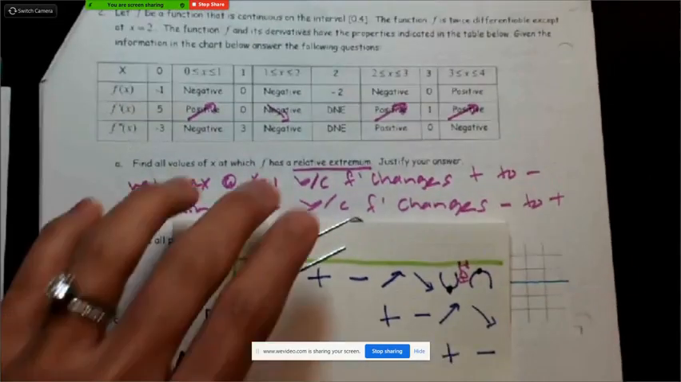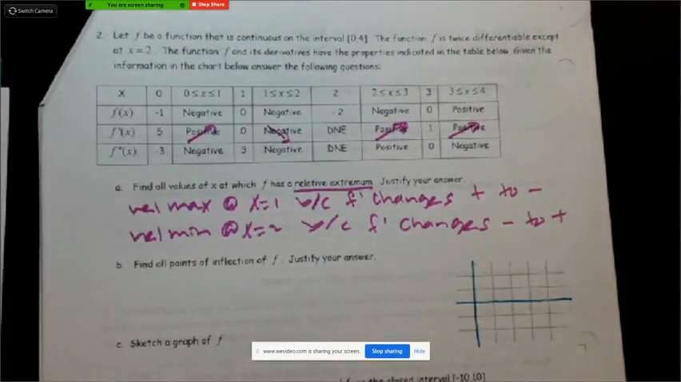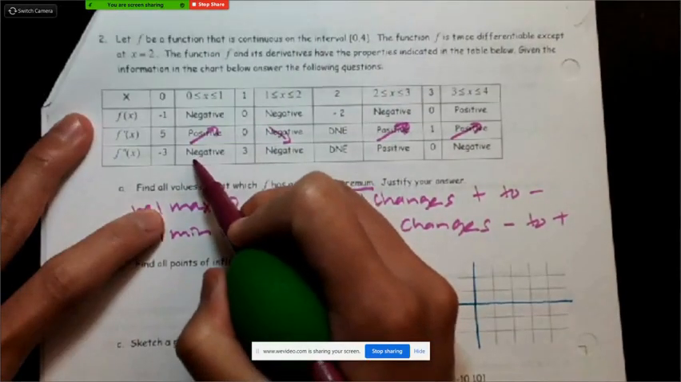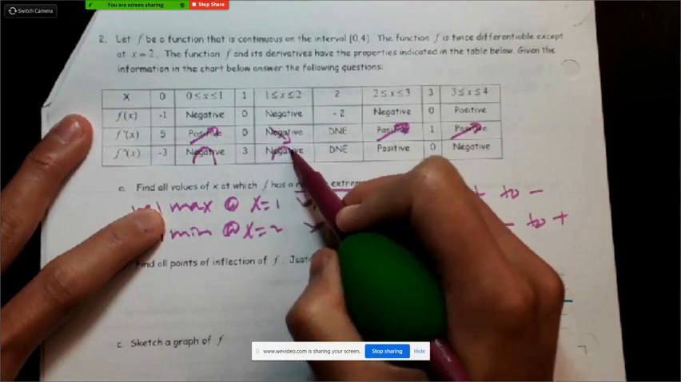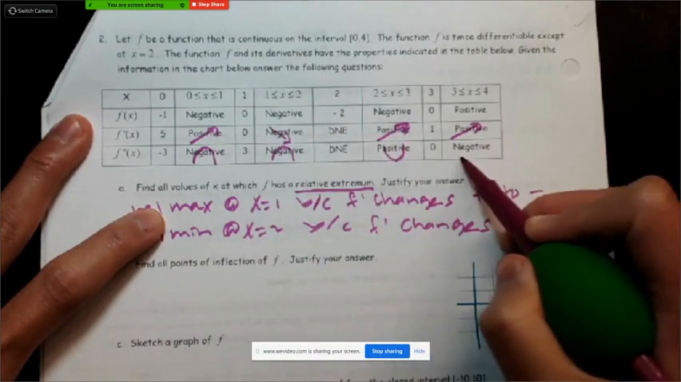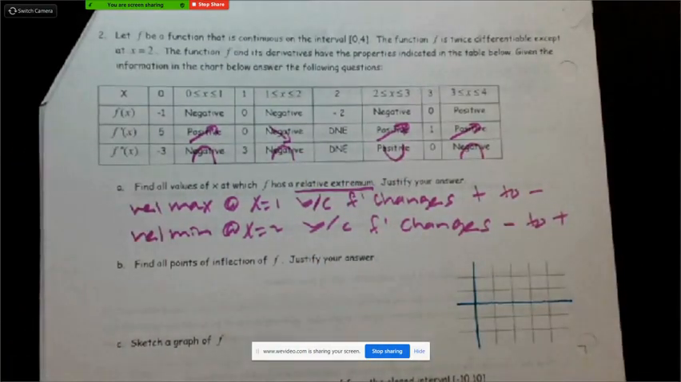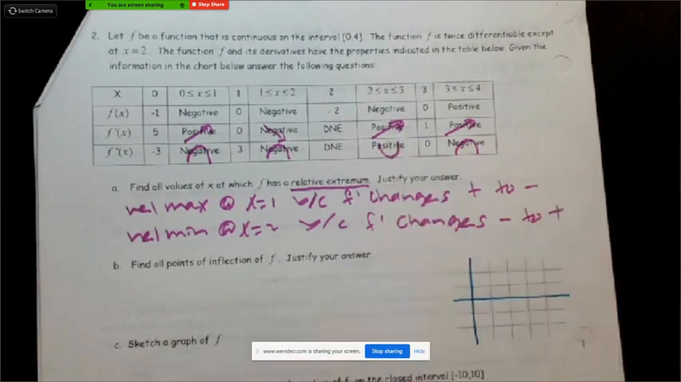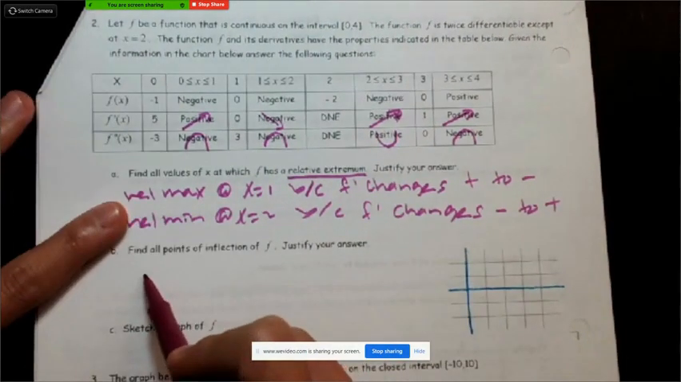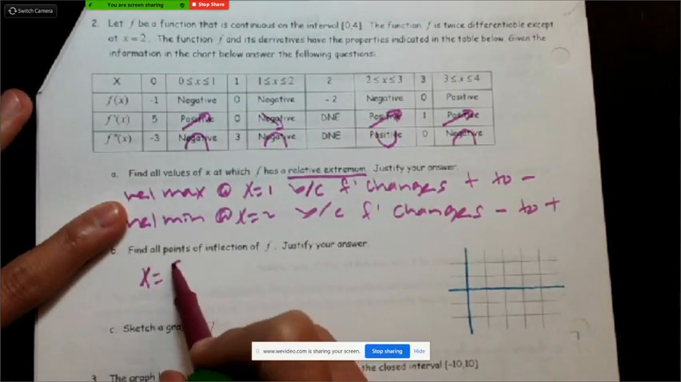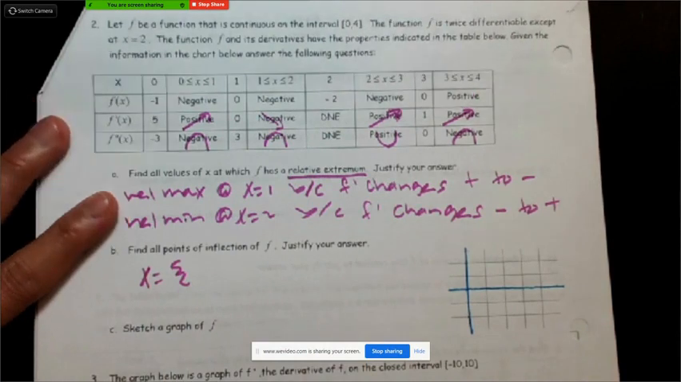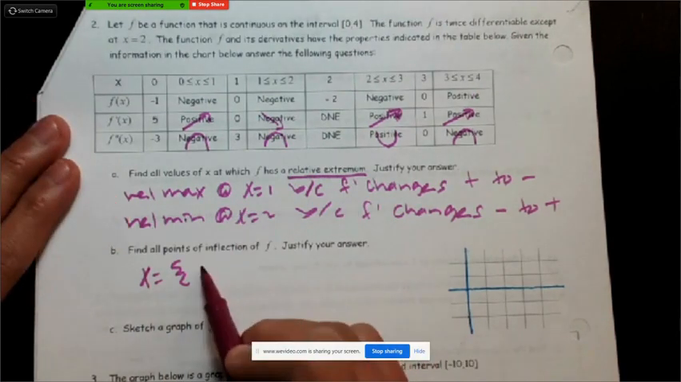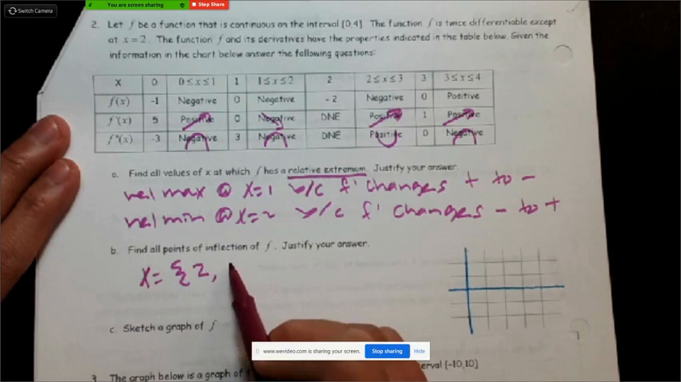So let's physically draw that in our table. So negative, concave down, then down, up, and down. So how many points of inflection do I have here? Two, between these two and between these two. And it says find all points, and I'm going to write this in set notation. So my first point of inflection is at x equals how many? 2, and my second one is at 3.